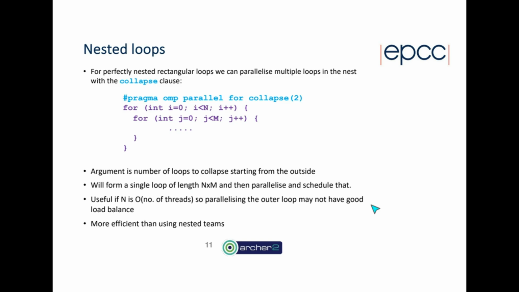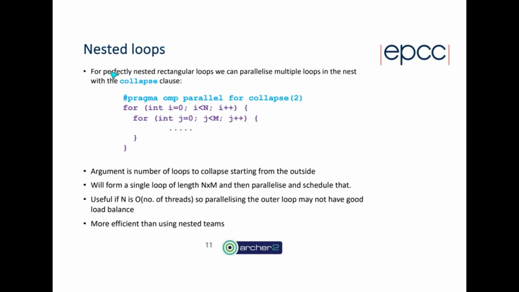So just to mention that there's one particular use case where you might think about using nested parallel regions, but there's actually a better way of doing that, and that's if we have perfect loop nests and you want to parallelize more than one loop in the nest. Provided we have perfectly nested rectangular loops, then we can use the collapse clause instead. So a situation like this, we have in this case a doubly nested loop.